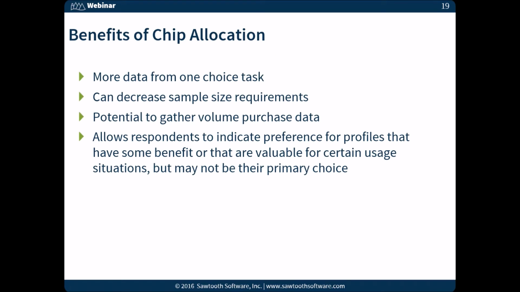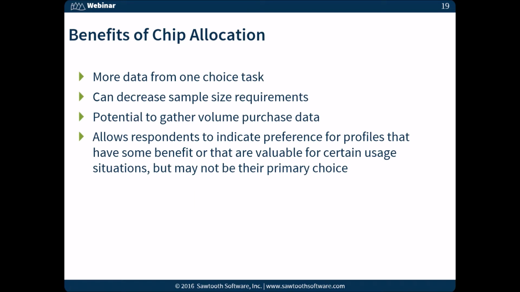So some benefits of chip allocation is we're going to get more data from one choice task, right? We're asking people to assign numeric value to each of the concepts that we're showing them. So in a typical standard CBC, we show them 4 concepts and we have them choose one. We're really only getting information on that one and that it's preferred to the other 3, but we don't know how the other 3 compare to each other. Now that we have chip allocation, if we have 4 concepts, we get a numeric value associated with each of the 4. So we're getting more data from one choice task.